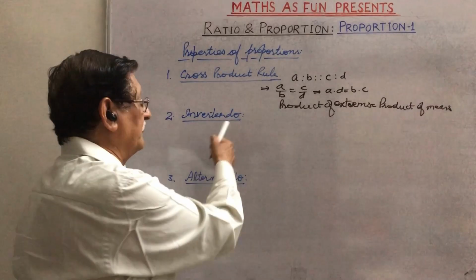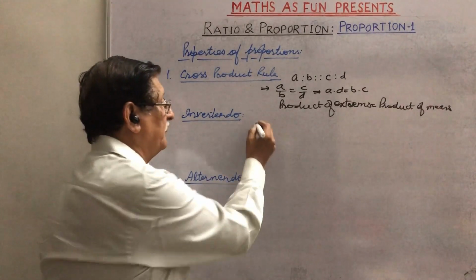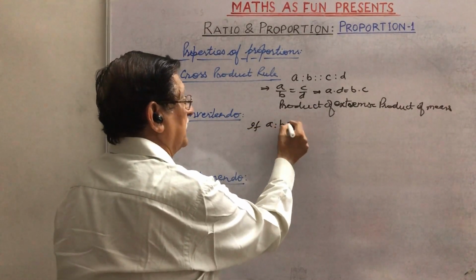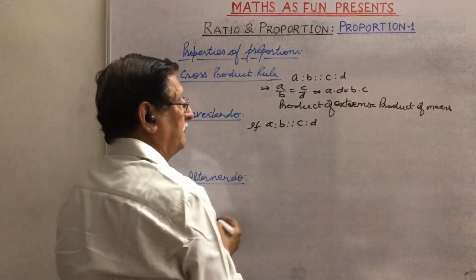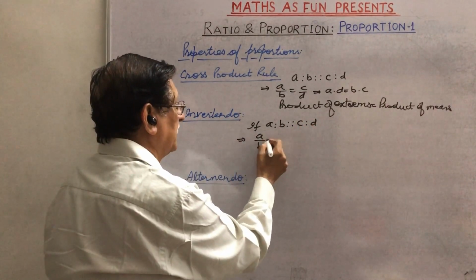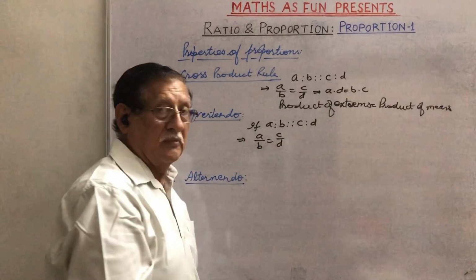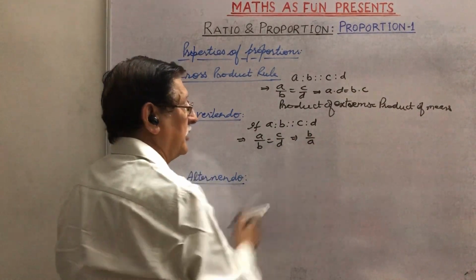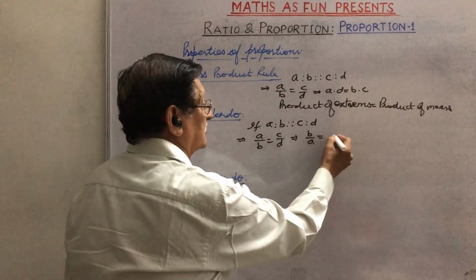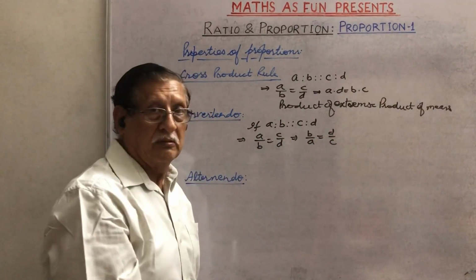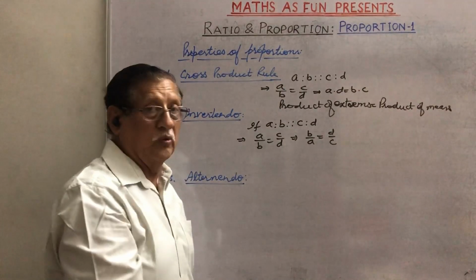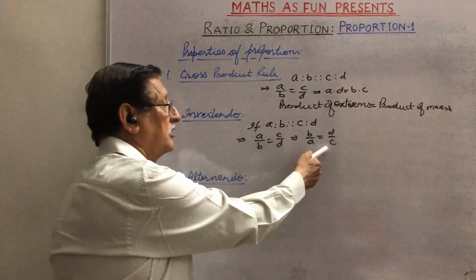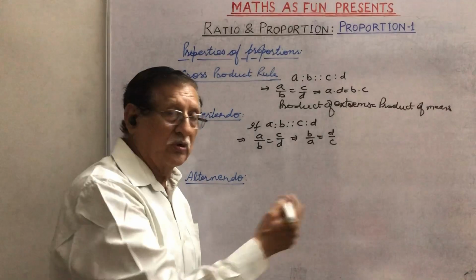Now the second is the inverted rule. If we have A is to B is same as C is to D, we can write A upon B is equal to C upon D. We know the inverse ratio of this is B upon A and the inverse ratio of this is D upon C. These are also equal. This is known as invertendo. How to get it?